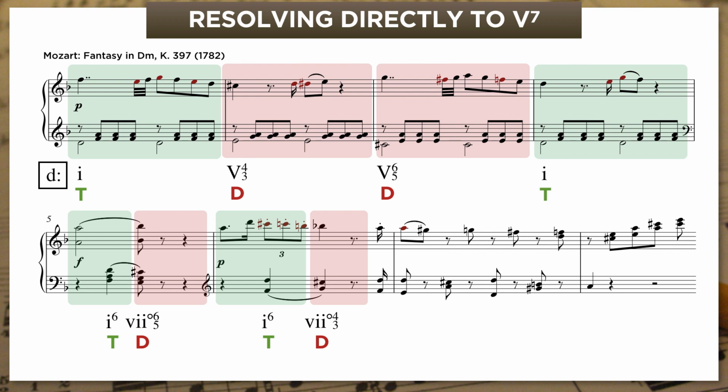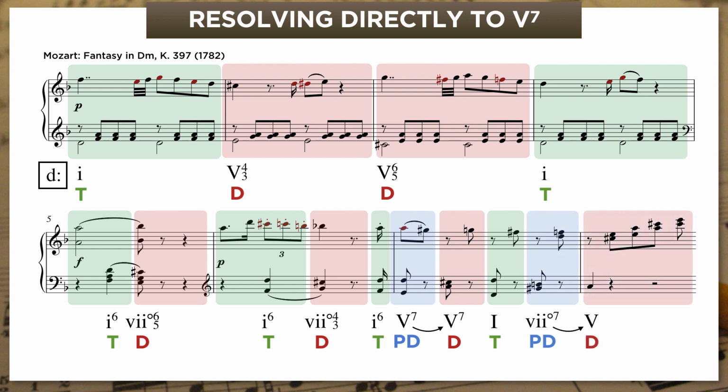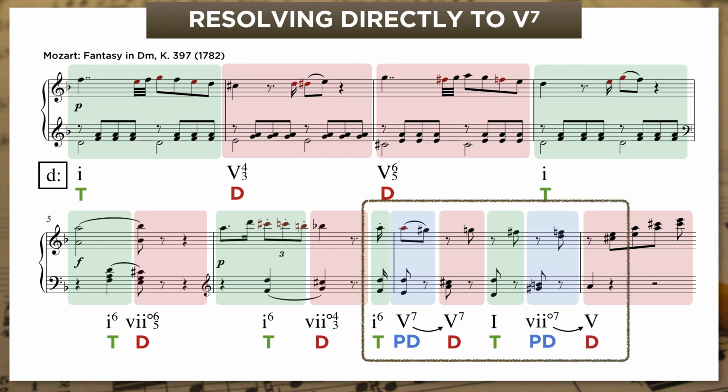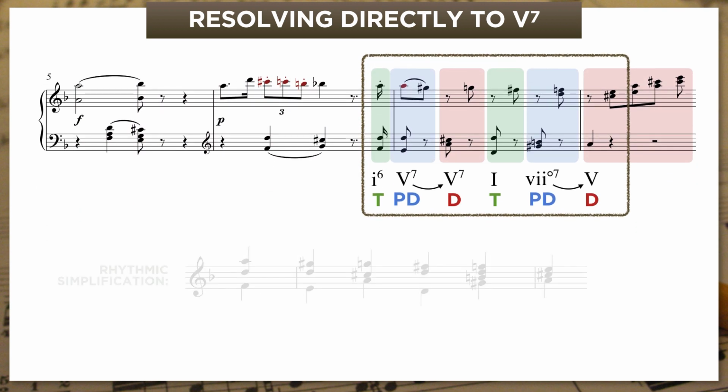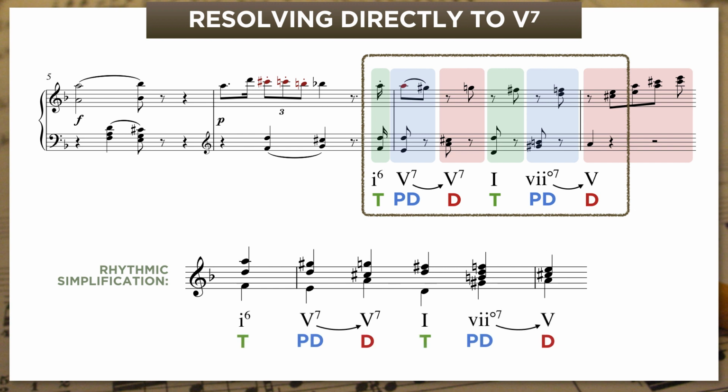This is where we find our applied chords. There are actually 2 of them, and each of them is the only predominant in a quick functional cycle. So I want to look more closely at the progression in the box here, the one with the applied chords. And here is a reduction that smooths out Mozart's jagged rhythms.